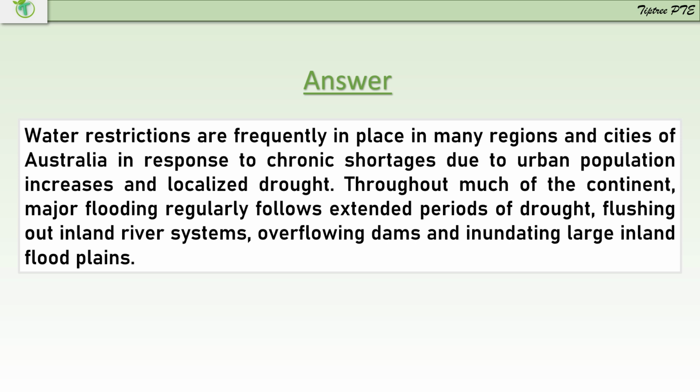Water restrictions are frequently in place in many regions and cities of Australia in response to chronic shortages due to urban population increases and localized drought. Throughout much of the continent, major flooding regularly follows extended periods of drought, flushing out inland river systems, overflowing dams and inundating large inland flood plains.